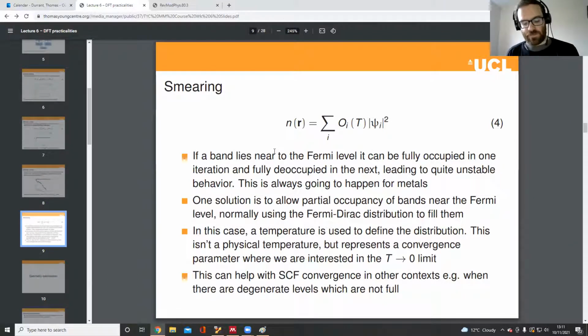The normal solution to these problems is to apply a smearing temperature to the calculations. So rather than having a step function in occupation at the Fermi level, you smear it out with a thermal distribution function. I think it's important to stress, when we're using temperature in this way, that this temperature isn't a physical temperature. It's just a computational tool that we're using.